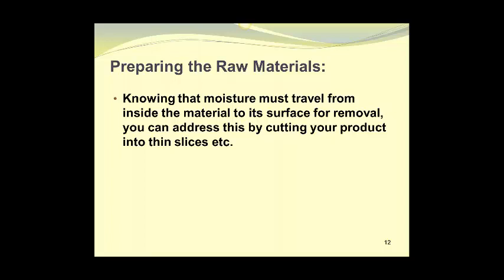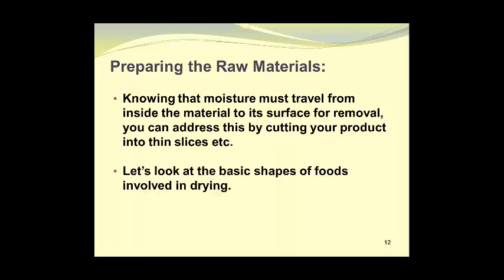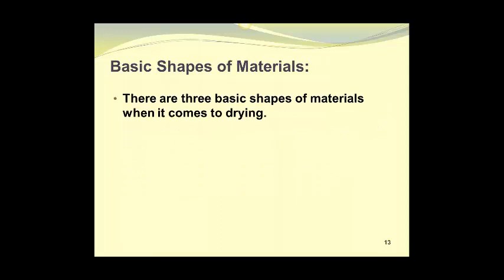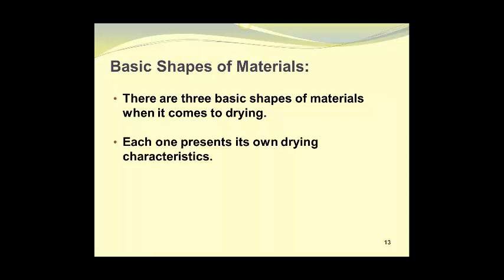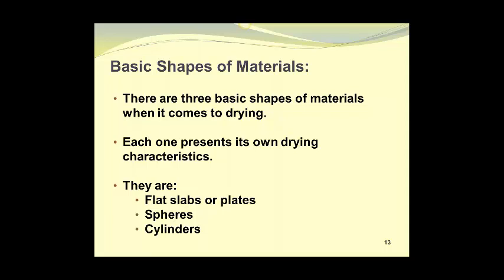Knowing that moisture must travel from the inside of the material to its surface for removal, you can address this by cutting your product into thin slices and taking other appropriate measures. Let's look at the basic shapes of foods involved in drying. There are three basic shapes of materials when it comes to drying. Each one presents its own drying characteristics. These shapes are flat slabs or plates, spheres, and cylinders.